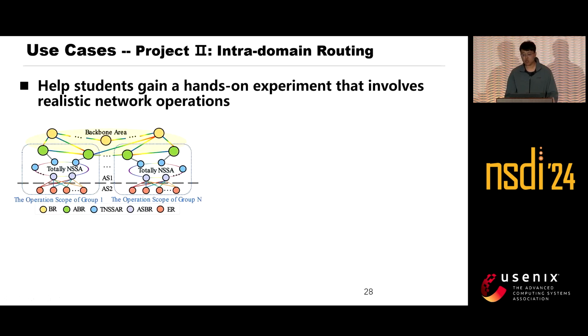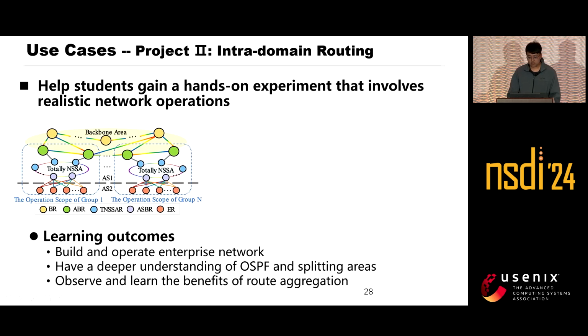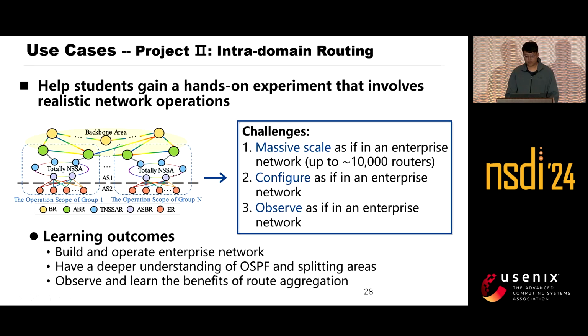The intra-domain routing project is designed to give students operational experience with enterprise networks. The learning outcomes we expect are that students can experience the impact of different OSPF configuration policies in a large-scale network. Klonet is used to address the following challenges. First, the enterprise-level network requires the education platform to be highly scalable. Second, the enterprise network requires complicated configuration. Third, it is hard to observe the enterprise network.